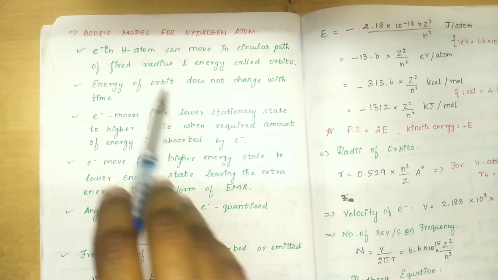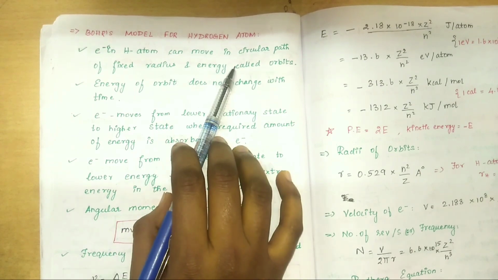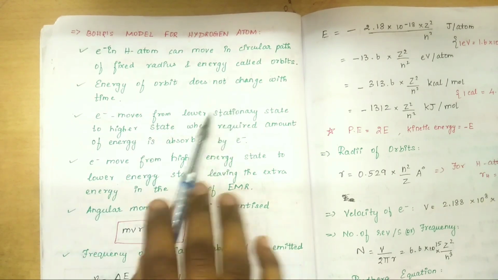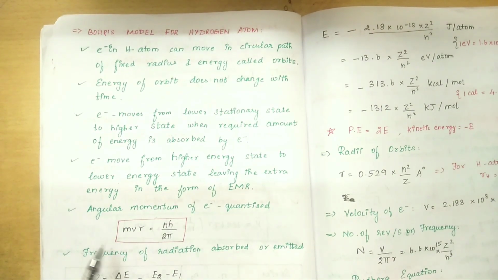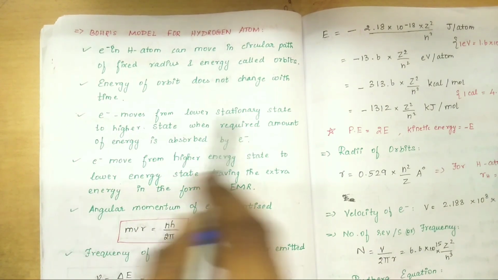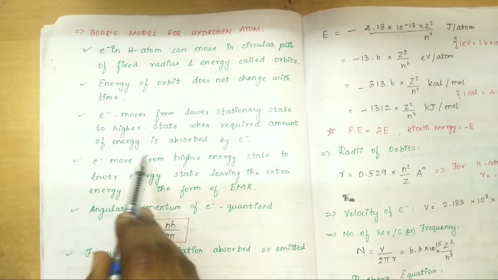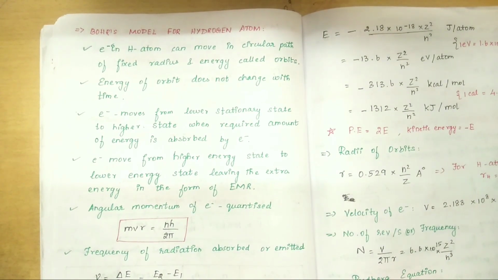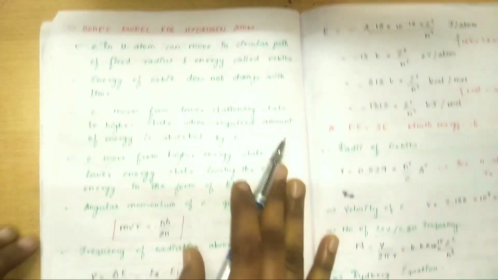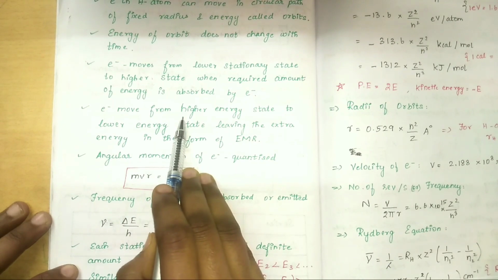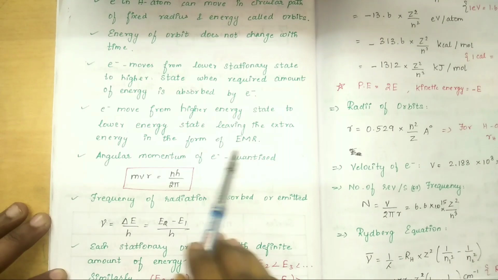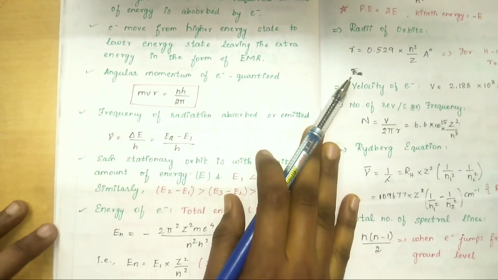Then Bohr's model for the hydrogen atom. The electron in the hydrogen atom can move in circular paths of fixed radius and energy, called orbits. The energy of an orbit does not change with time. It is stable, and it is also quantized. The electron moves from a lower stationary state to a higher stationary state when the required amount of energy is absorbed by the electron. If it releases energy, it moves from a higher energy state to a lower energy state, leaving the extra energy in the form of electromagnetic radiation. It emits electromagnetic radiation, they are saying.